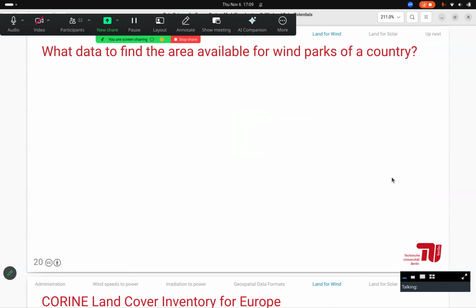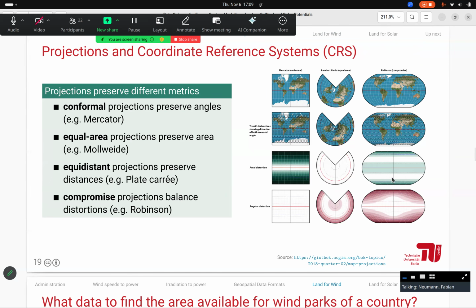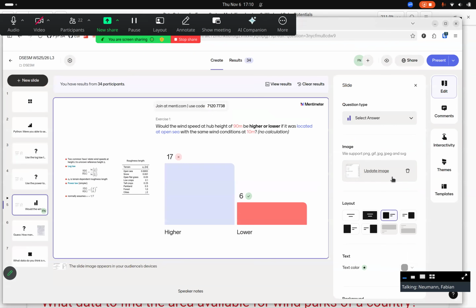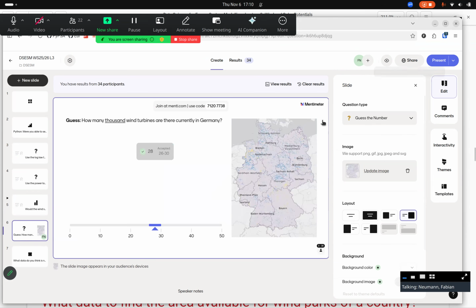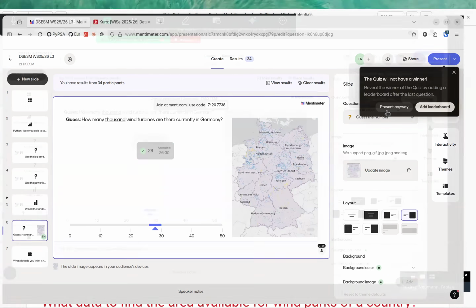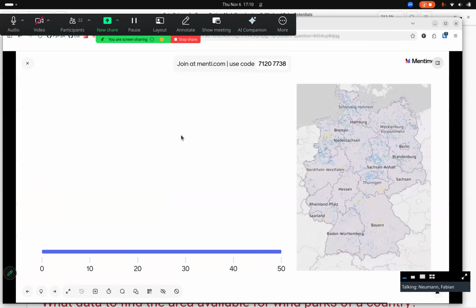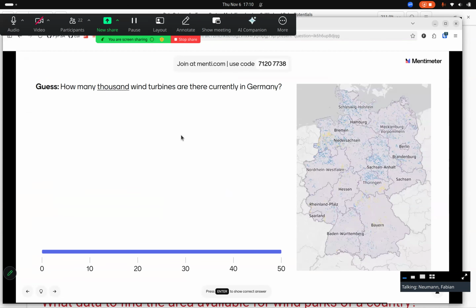So what I thought is, before we go through a range of different examples of data sets that we're going to use, let's do a quick Mentimeter session. And there's actually one that I forgot from before. This is not good because you always see the answer. So it's a guessing question. How many thousands of wind turbines do you think are currently installed in Germany? Maybe this is more of a fun question I thought we could do.